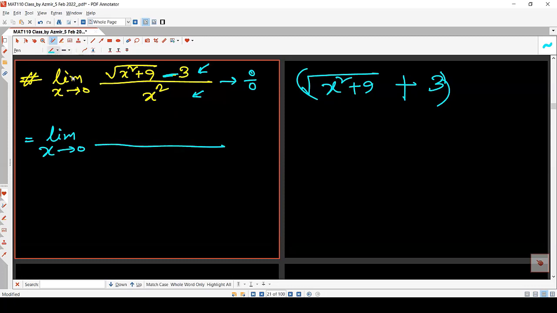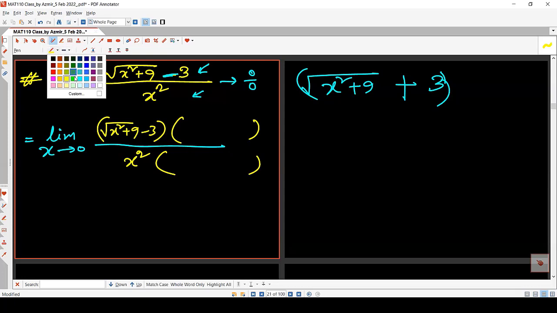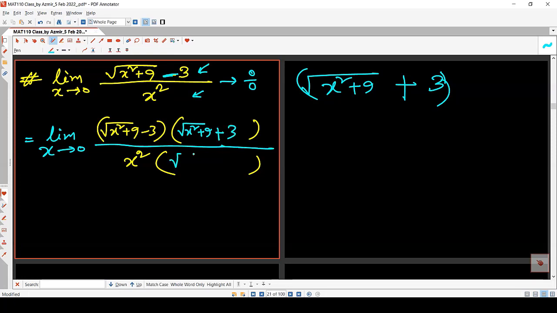Let's see how we can solve this one. We have square root of x squared plus 9 negative 3. In the denominator, we have x squared. Now we are multiplying the opposite similar quantity. It is square root of x squared plus 9 plus 3. And the same thing will be in the denominator. So if we take a look, these two parts are similar. So we have actually the same thing as before. But we are multiplying this quantity so that we can easily solve the problem.